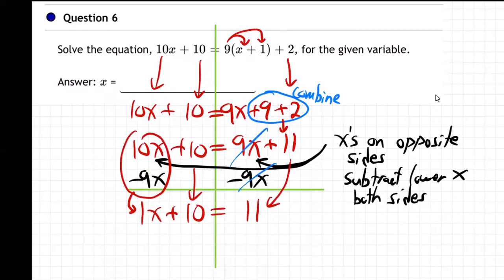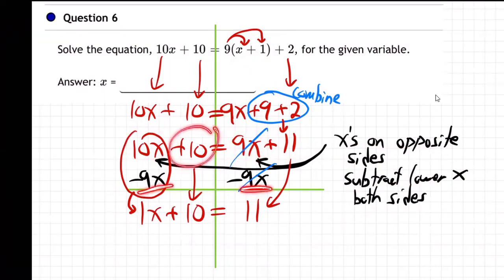All right. Let me pause there for a second. Do you see what happened on that? So the first step, I distributed through the parentheses. That's what we always do with parentheses, and they're gone. You drop the parentheses, the walls come down, you distribute through like water going through. And then I combine the 9 and the 2 because they're just plain old numbers, the 11. And then when you have x's on opposite sides, you subtract the lower x from both sides. So 9x is lower than 10, right? 9x is the lower. So I subtract 9x from both sides.